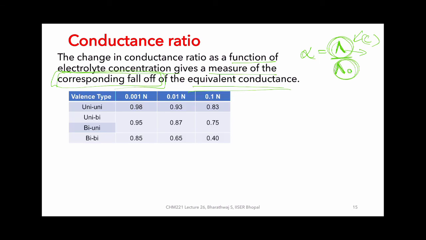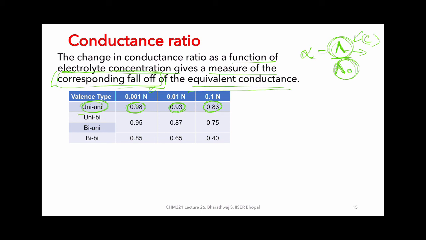So let's take an example, as people have observed this conductance ratio for different electrolytes. The example given here is a comparison of how the valency of the ions decides how alpha changes as a function of concentration. If you take a uni-univalent electrolyte, for instance KCl, you have about 0.98 at 0.001 normal, and you increase the concentration 10 times, you go to 0.93, and you increase it further 10 times, you go to 0.83. So you have about a 5% drop for the first 10 times increase, and about a 10% or even 12% drop as you go from 0.93 to 0.83.